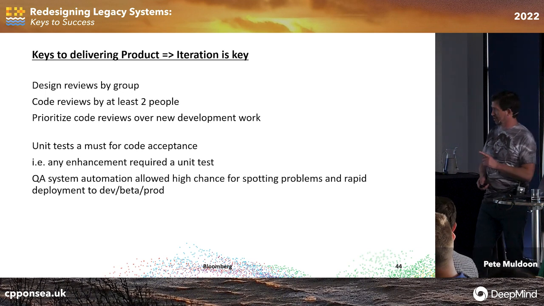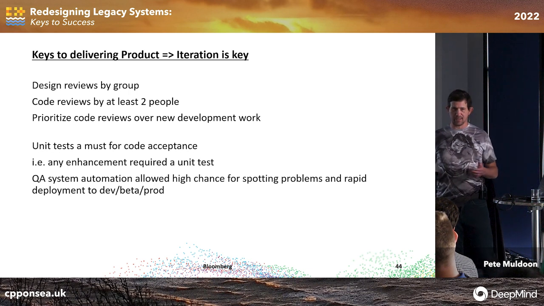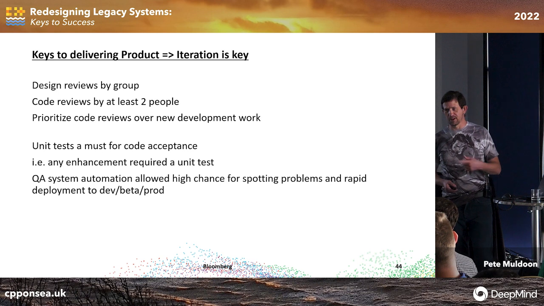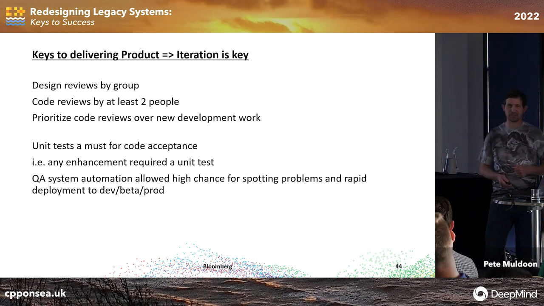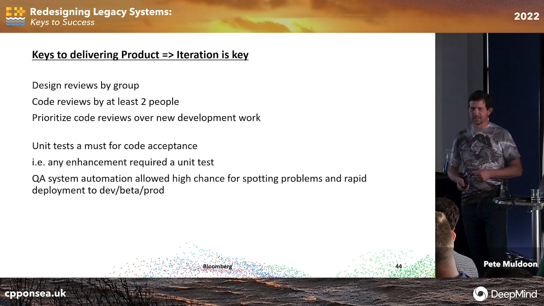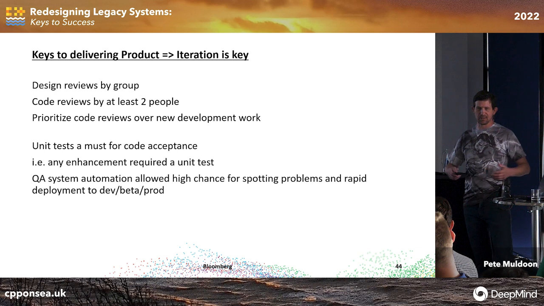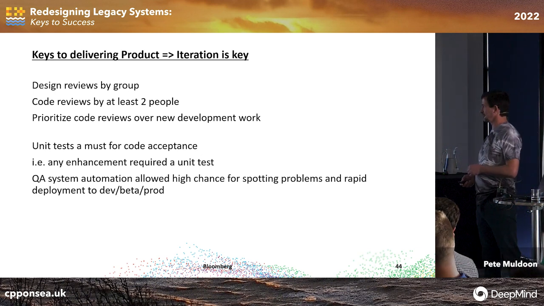Unit tests were a must for code acceptance. If you didn't have a unit test attached to your code update, no one even looked at it. And even though I was running the project, I got it thrown back at me. Hey, I missed one test or something. They threw it back at me. I'm not even looking at your test. And then I was leading the project. So to me, that's great, because they've got on board with the way it's like the culture has changed.